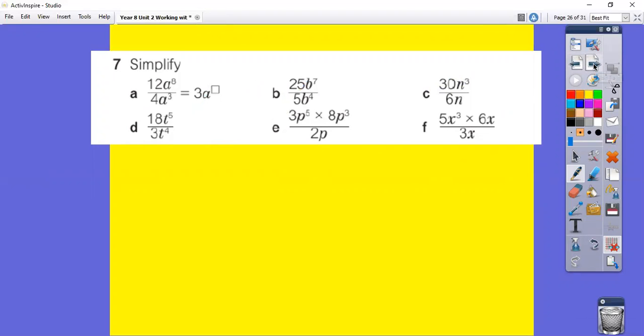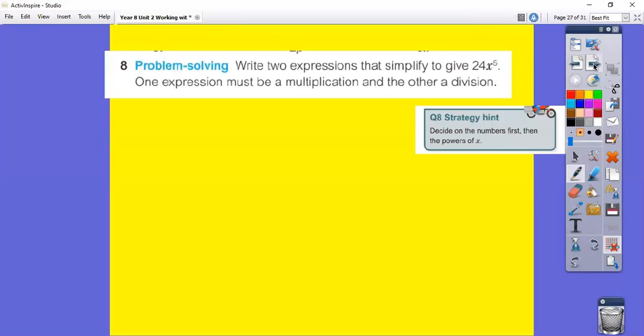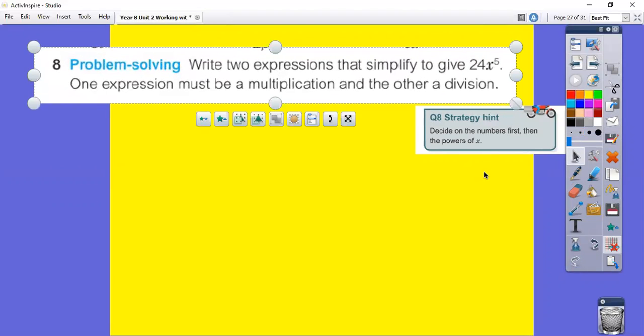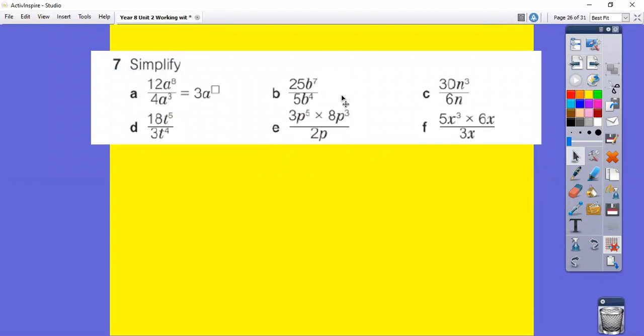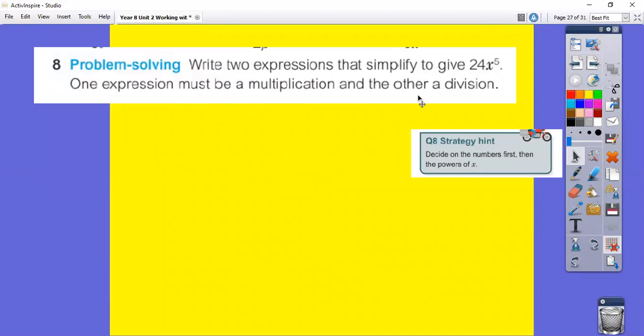Moving on to question 8, problem solving. So it says write 2 expressions that simplify to give you 24x to the power of 5. One expression must be multiplication and the other a division. So for this one, you need to write 2 expressions, like for example, one of these or one of these. So one of them must be multiplication and the other division. When you work through the multiplication or division, it leaves you with an answer of 24x to the power of 5.